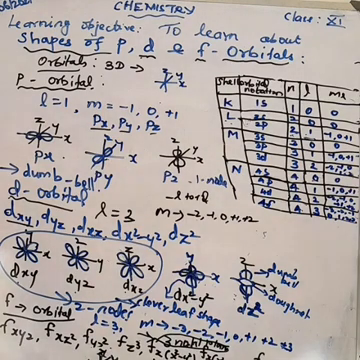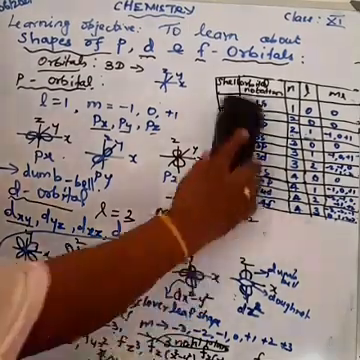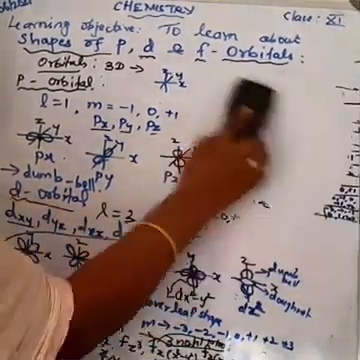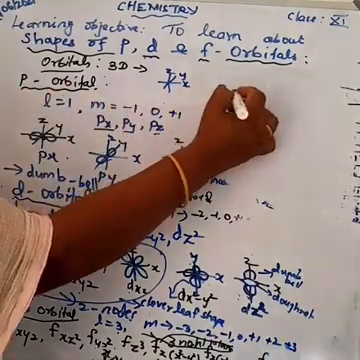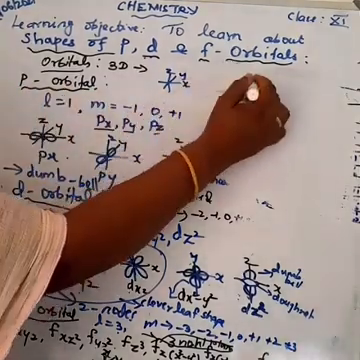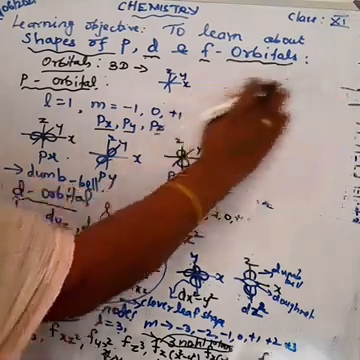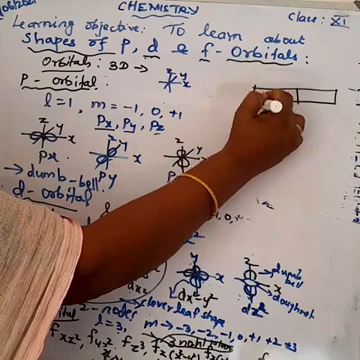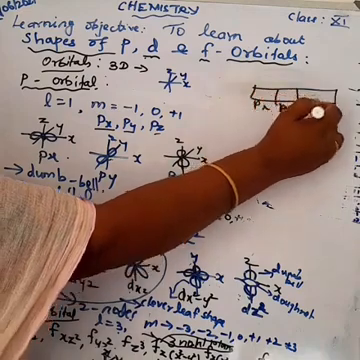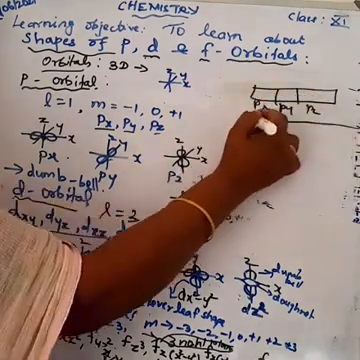The s orbital has only one orientation, only one orbital. What is the shape? Spherical. For the p orbital, how many orientations are there? There are 3 orientations, px, py and pz. What is the shape? Dumbbell shape. What is the shape of the d orbital? How many orientations? The d orbital has 5 orientations.